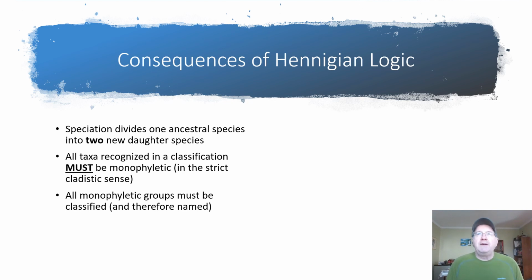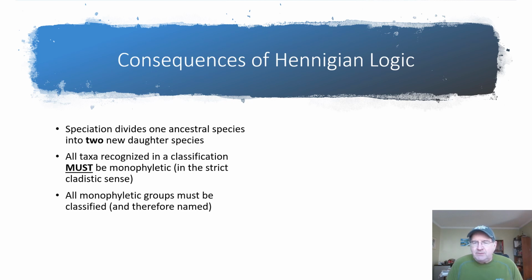So we talked about the basics of Hennigian logic, the way by which Hennig thought it was the logically rigorous way to infer common ancestry, to infer the pattern of branching through evolution. There are some consequences of this. Some of these are simply methodological imperatives or rules, and the real world might approximate them more or less closely, but others are really important.